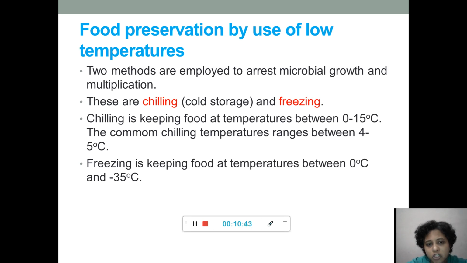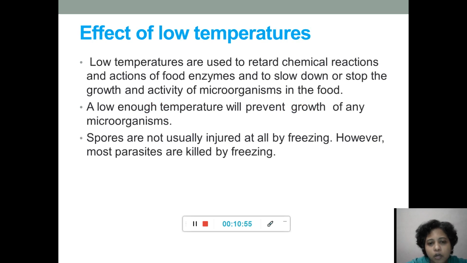In both these conditions, what happens is you mainly try to reduce the metabolic activity of the microbes within the food. Now coming to the effect of low temperatures. Low temperatures are used to retard the chemical reactions and the actions of the food enzymes, and to slow down or stop the growth or activity of the microbes in the food. A low enough temperature will prevent the growth of any microbes, and the spores are not usually injured at all by freezing, however, but most parasites are killed by freezing.